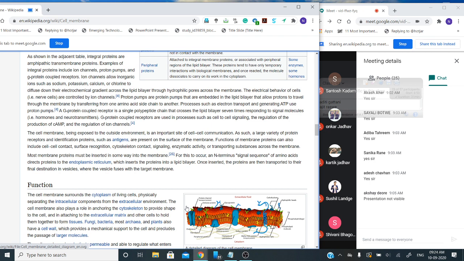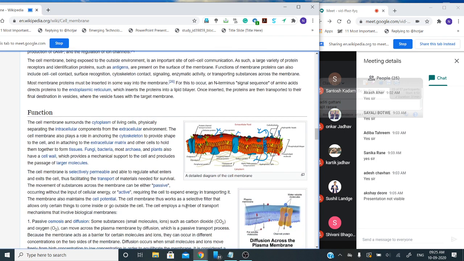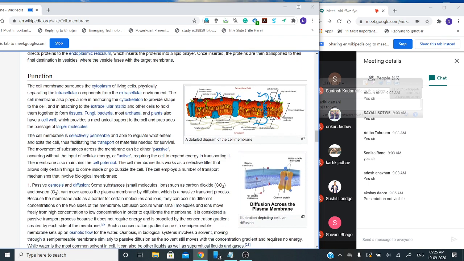Most membrane proteins must be inserted in some way into the membrane, and this occurs via the N-terminus signal, that is, the signal sequence of amino acids, which directs proteins to the endoplasmic reticulum, where these proteins are inserted into the lipid bilayer. These proteins are then transported to their final destination in vesicles, and then the vesicle fuses with the target membrane. We have already seen vesicle formation earlier. So there are many functions, and because of that, the cell membrane becomes very important.